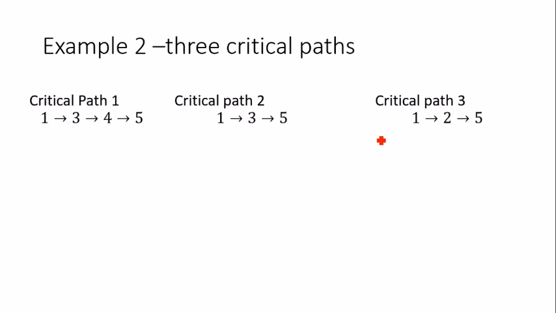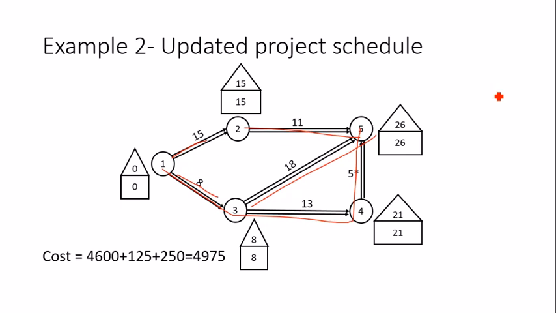So 3 paths I have. One path is this, 1 to 3 to 4 to 5. One is this, 1 to 3 to 5, and one is this. So whenever this kind of situation arises, you have to make an observation here of how the situation is different at this step from the previous step. In the previous step, our path was 1 to 2 to 5. This was one path, and another path was 1 to 3 to 4 to 5.